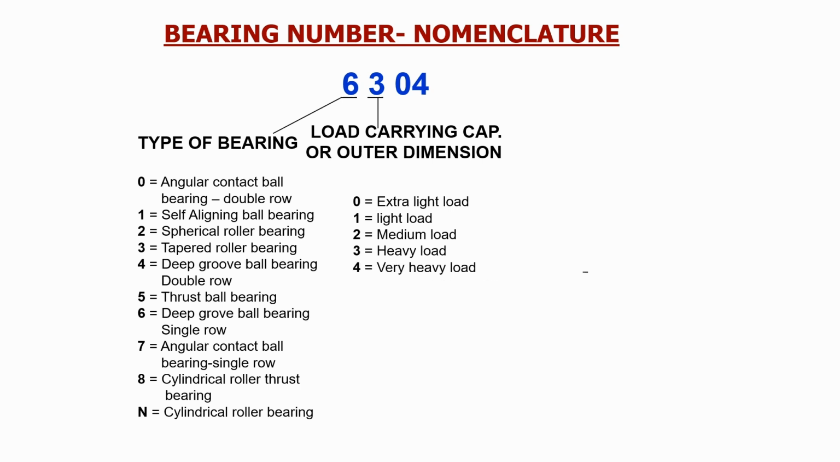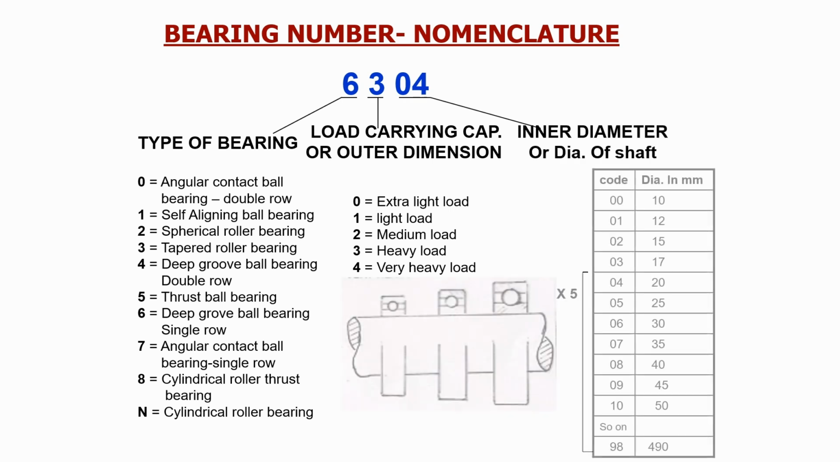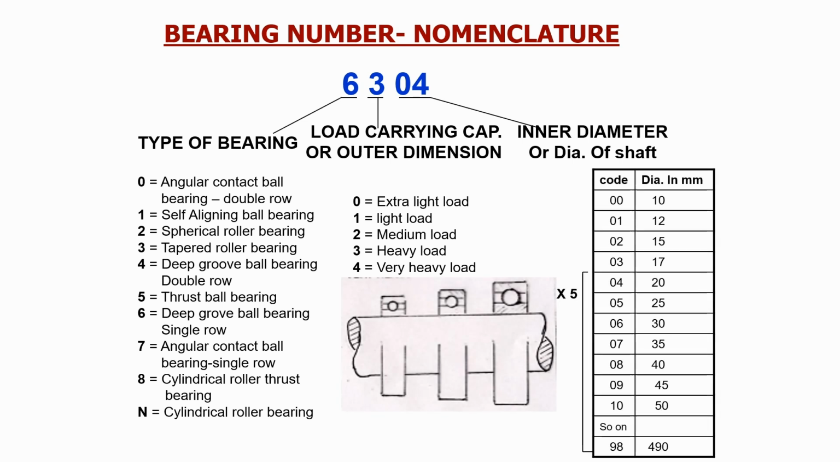The last two digits of the bearing number indicate the inner diameter, bore size, of the bearing in millimeters. For numbers ranging from 00 to 96, the bore size can be calculated by multiplying these two digits by 5. For bearing number 6304, 04 multiplied by 5 is equal to 20 millimeters. So, a bearing with the number 6304 is a single-row deep groove ball bearing designed for heavy loads with an inner diameter of 20 mm.